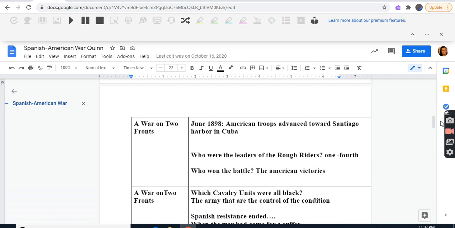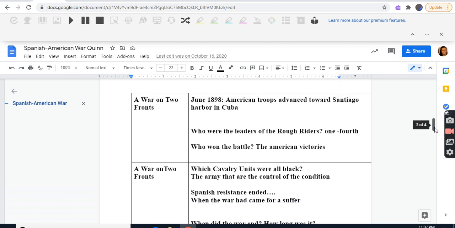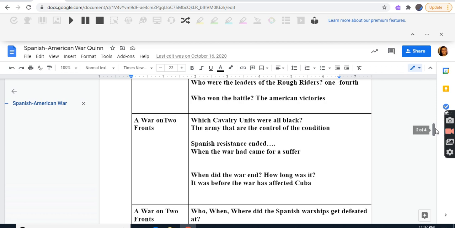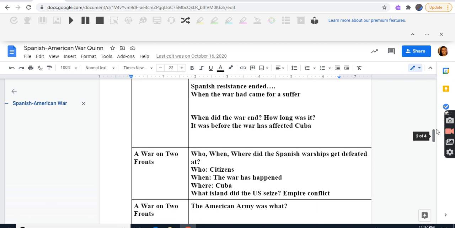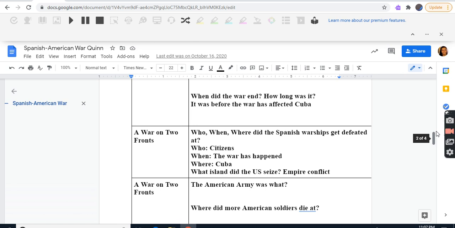June 1898. American troops advanced towards Santiago Harbor in Cuba. Who were the leaders of the Rough Riders? Who won the battle? The American victories. A war on two fronts. Which cavalry units were all black? Spanish resistance ended. When did the war end? How long was it? It was before the war has affected Cuba.